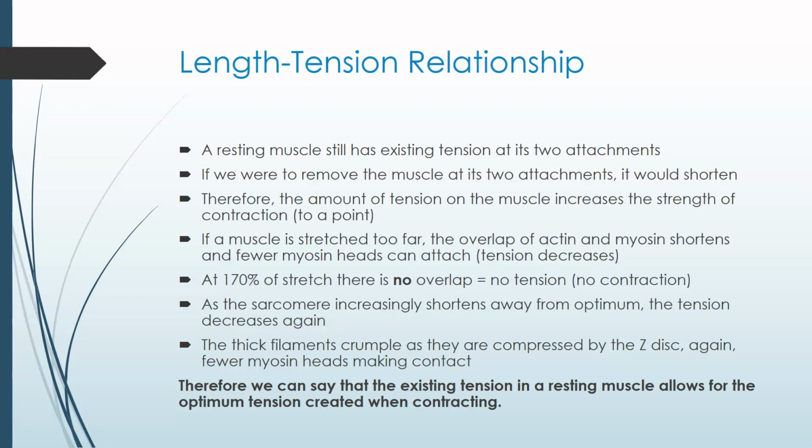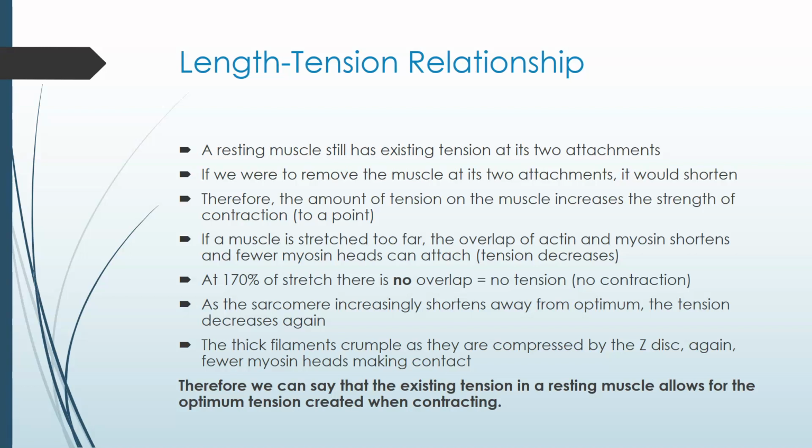So therefore, if a muscle is stretched too far, the overlap of actin and myosin shortens and fewer myosin heads can attach. So therefore, tension decreases. At 170% of stretch, there is no overlap and therefore no tension and no contraction. So we can actually lengthen a muscle to the point where it cannot contract because the architectural design of the sarcomere would be such that there's absolutely no ability for overlap to occur between the actin and myosin.